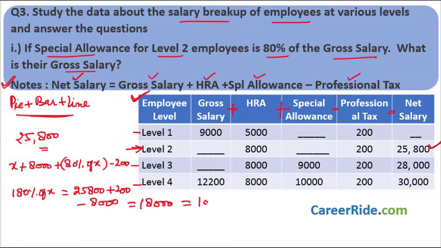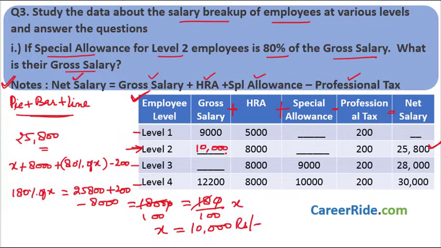So let me equate it. 180%, I can write it as 180 upon 100 of x, so multiplied by x. Can I solve this? I can solve this very, very easily. 1800. So from here, what does the value of x come out to be? X is equal to 10,000 rupees, right? So this is the gross salary of the employees at level 2, and this is exactly what is asked to me in the question.